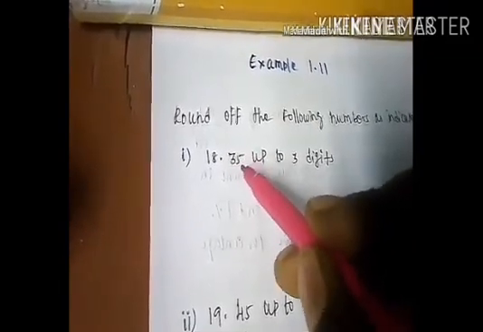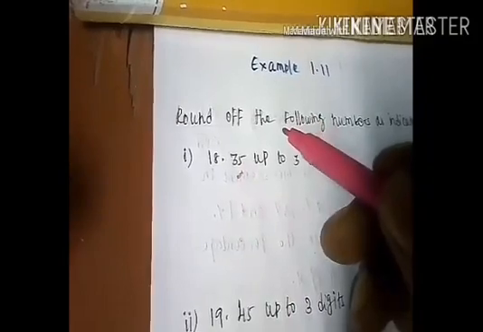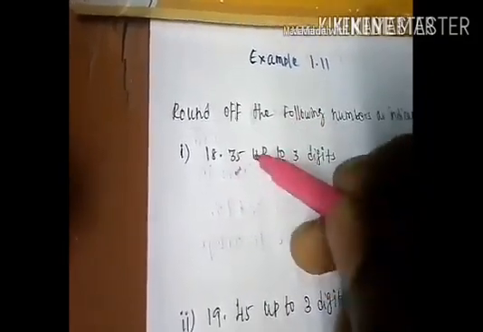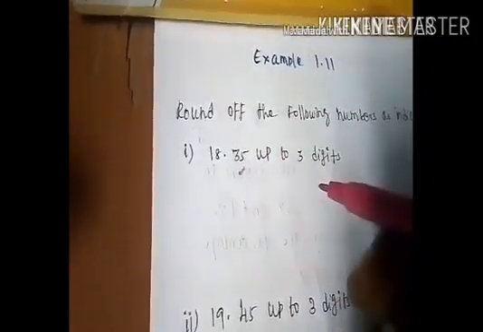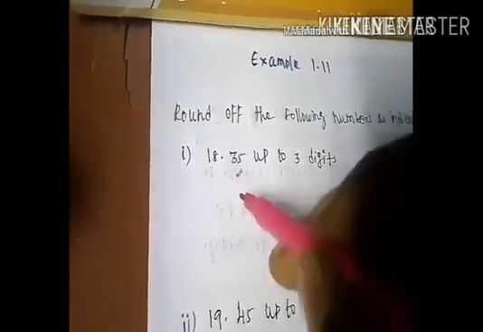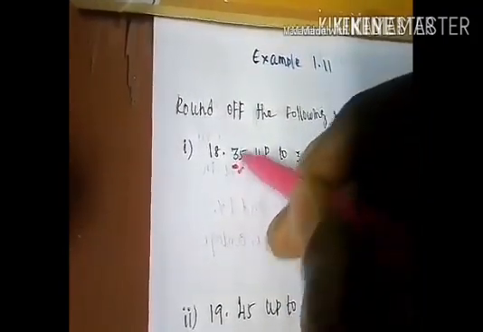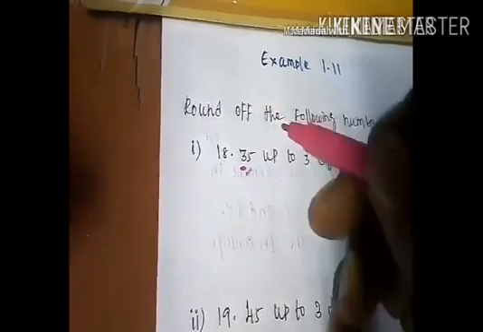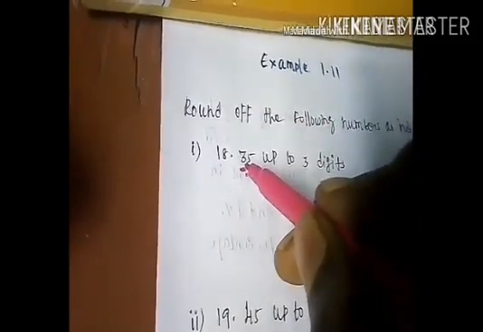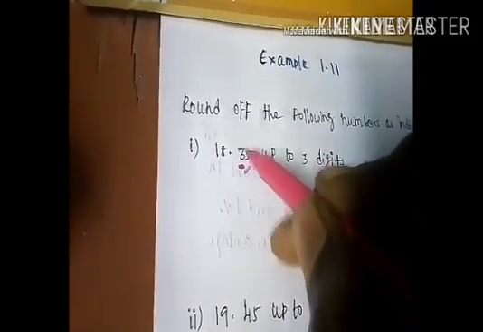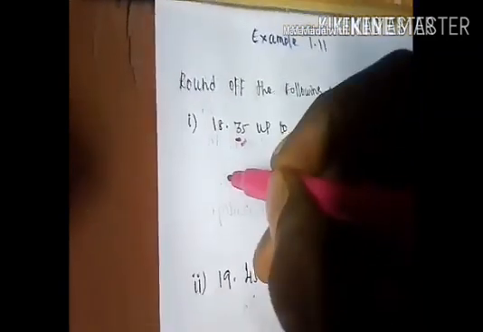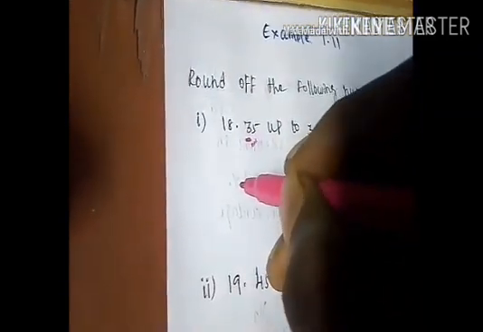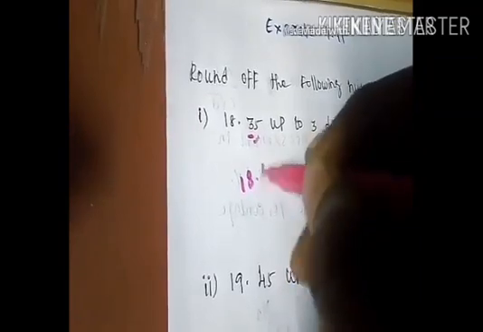Here the last digit is 5, or 5 followed by 0. Then the preceding digit is raised by 1 if it is odd. Here 3 is an odd number, so it is raised by 1. So we can write 18.4.